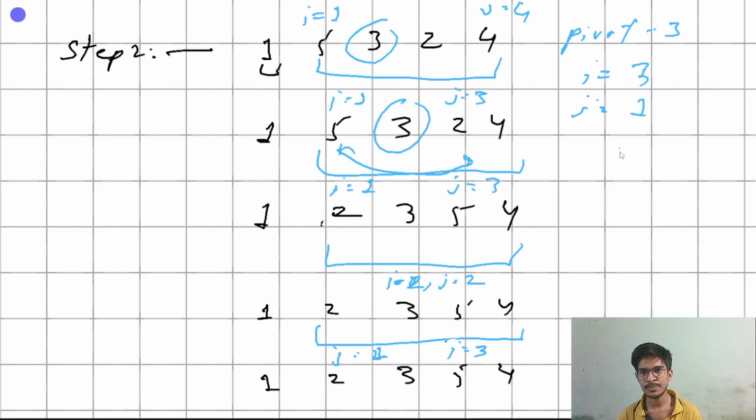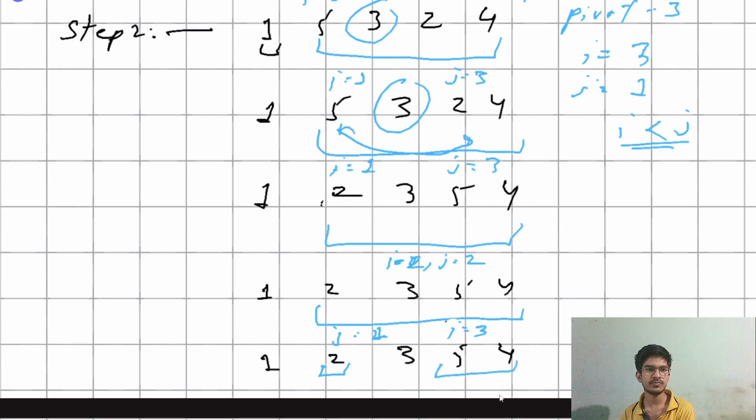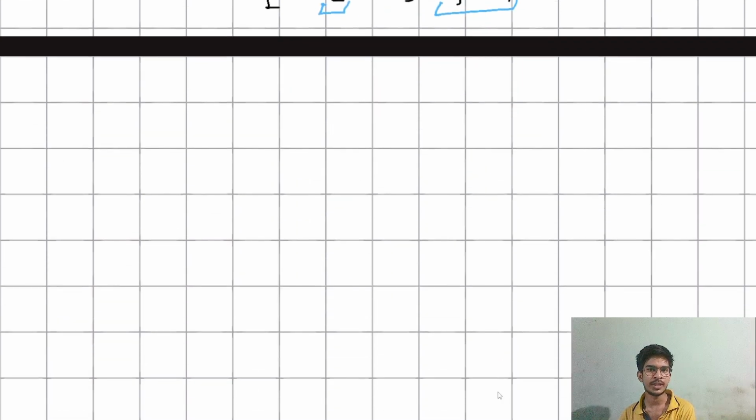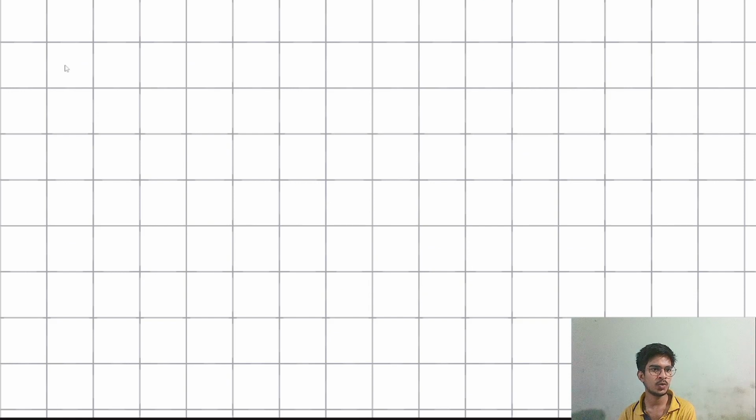So the condition that i should be less than j becomes false. That means step 2 will be terminated. Now this pivot is at the correct position. This one is already in the correct position, so we'll take this part and this part. So in step 3 we'll have two lists.